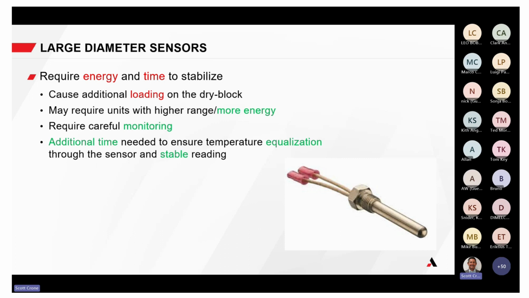In some of the more advanced dry blocks, if you're running an automated calibration, you can program in that additional stabilization time. You can say, look, I don't want to know that you're stable until this part is stable. So it will check the stability of the dry block itself, but it will also check the stability of the sensor under test. If you say, I don't want it to change more than half a degree over the next 10 minutes, you can set that stability criteria and it will not give you a stability indication until that happens.